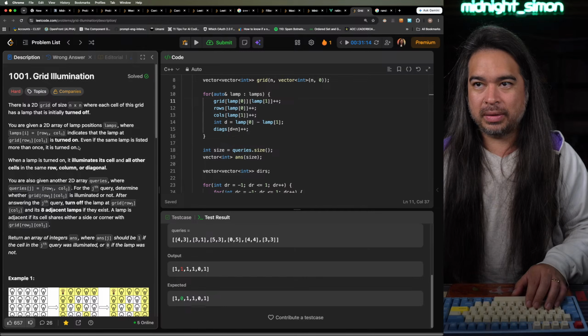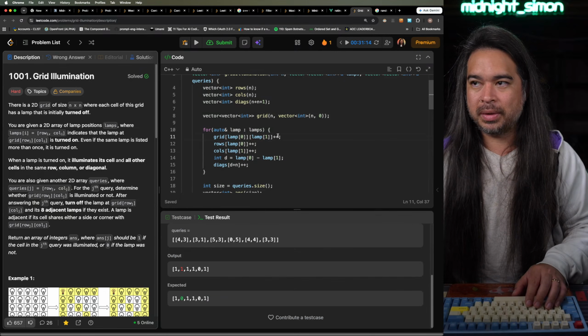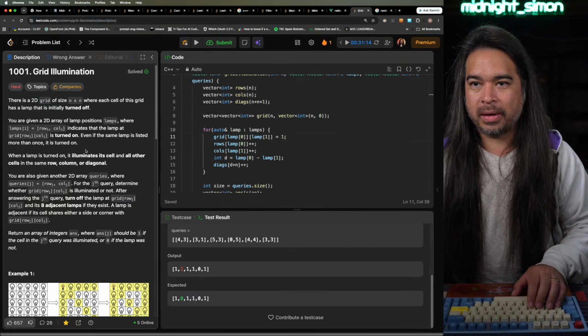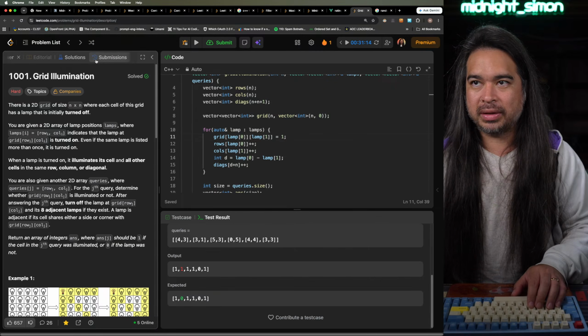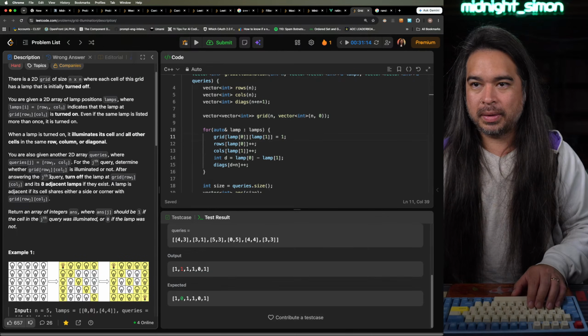What does that mean? Does it mean there's 2 lamps there? Or does it mean there's 1 lamp? Okay, and then now let me look at the thing I got wrong. The queries. Can the queries be the same? These queries are not the same. For the jth query, determine if it's illuminated or not.